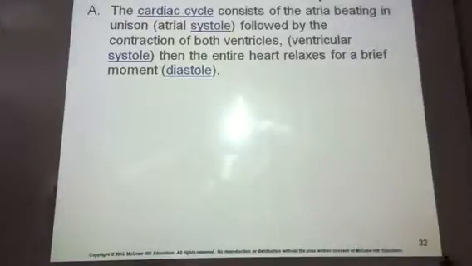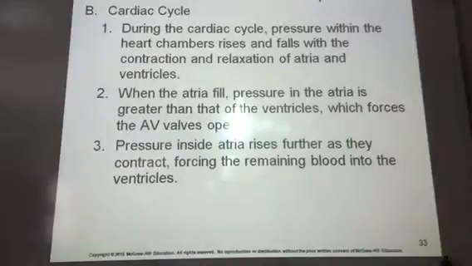So the cardiac cycle consists of your atria beating, which is called atrial systole, followed by your ventricles contracting, which is called ventricular systole, and then the entire heart relaxes for a short moment, and that moment is called diastole or diastolic pressure. So when something is contracting, it's in systole. When something is relaxing, it is in diastole. So your atrium contracts, then your ventricles contract, and they go in a cycle, in a rhythm, in a pattern.